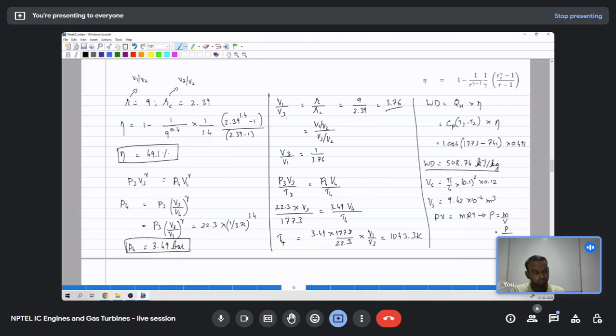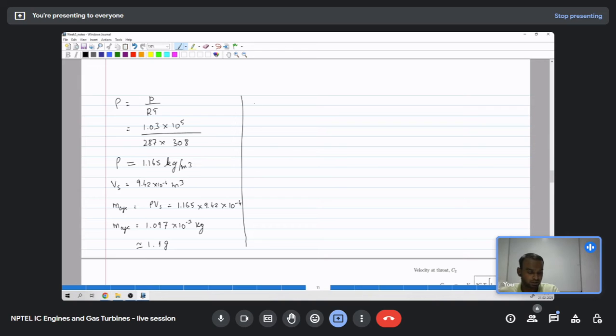Since we know that work done per kg is 508.74, we can calculate the total work done per cycle. So work done is 508.74 into 1.097 into 10 power minus 3. This 508 was in kilojoule per kg, and now this fluid mass is in kg, so finally we will get the answer in kilojoules.